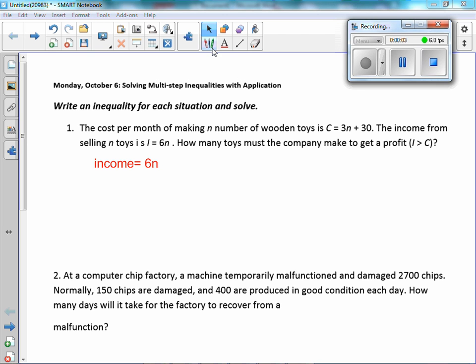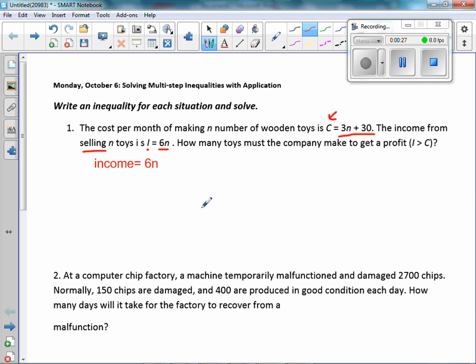Let's read the problem carefully. The cost per month of making n number of wooden toys is 3n plus 30. C stands for cost. The income from selling the toys, I for income, is 6n. And the question is, how many toys must the company make to get a profit where you would have the income greater than the cost?